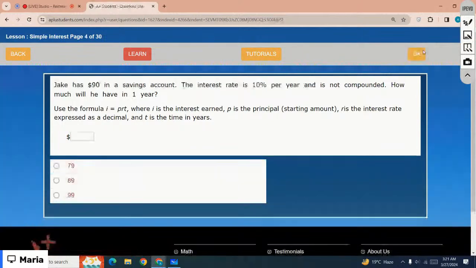Okay, the next one you have to do. That is 4, but what he already has in his account is $80. $4 is the interest. So 80 plus 4, now he has $84. Got it?